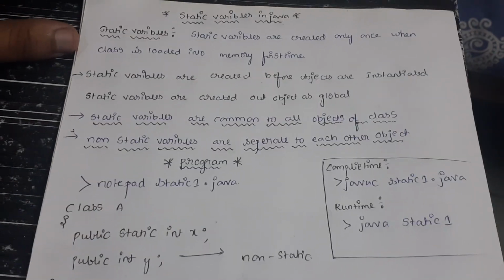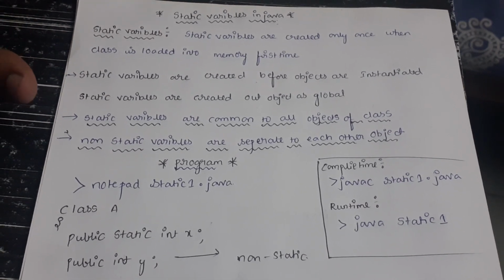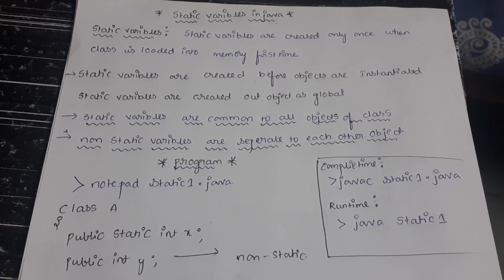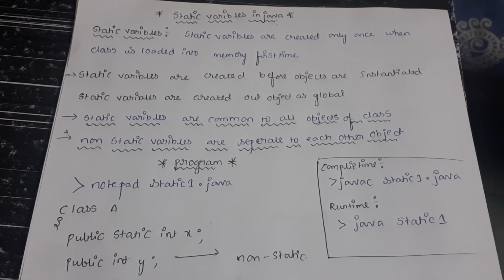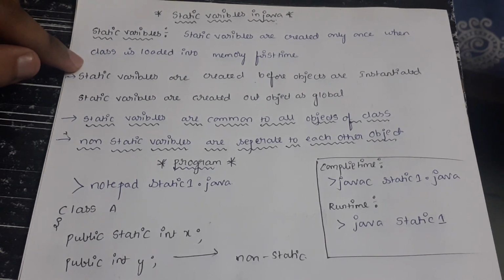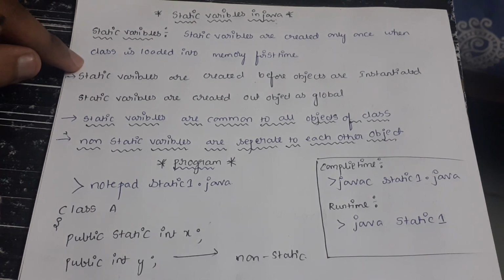Static variables in Java. Static variables are created only once, when the class is loaded into memory first. Next, points related to static variables. Static variables are created before objects are instantiated, and static variables are created outside the object as global.